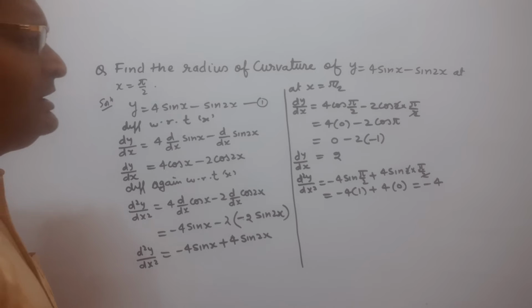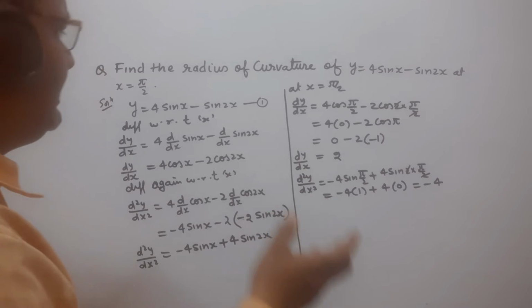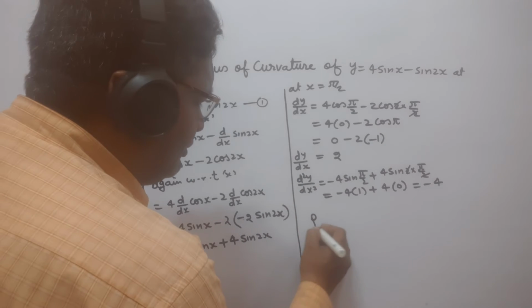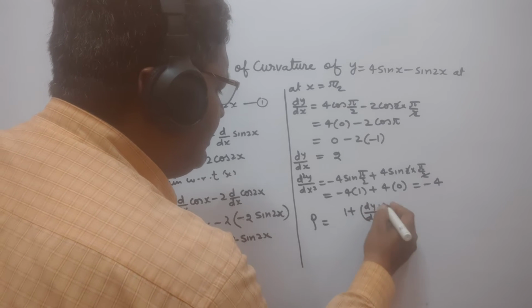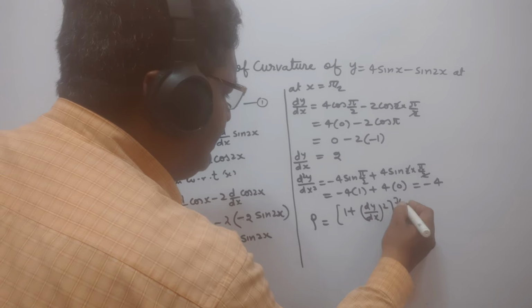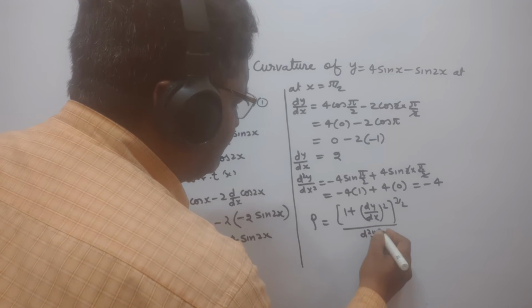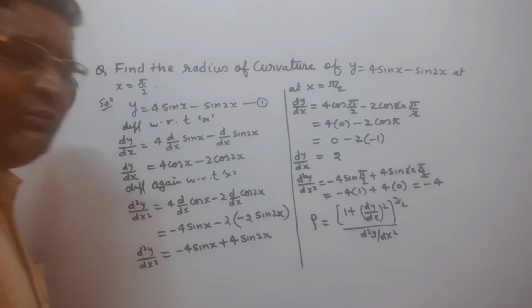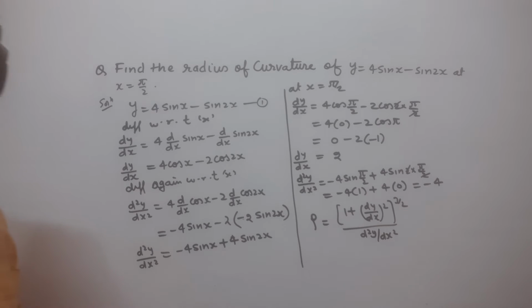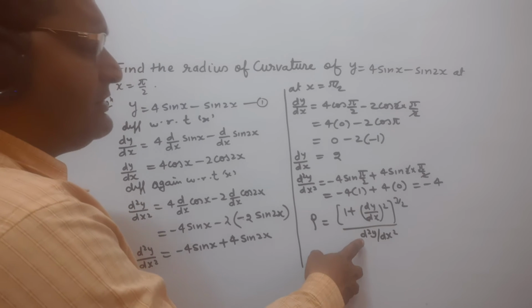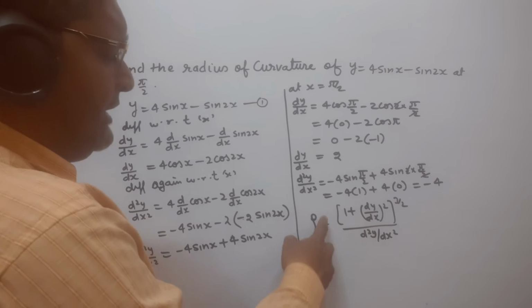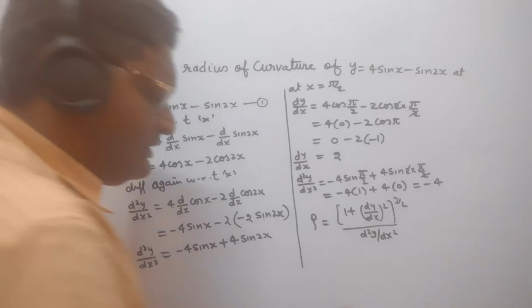We know the formula for the radius of curvature, that is rho is equal to 1 plus dy by dx whole square, whole power 3 by 2, upon d2y by dx2. This is the formula for calculating the radius of curvature for a Cartesian curve. So put here the value of dy by dx and d2y by dx2 and we get the radius of curvature.